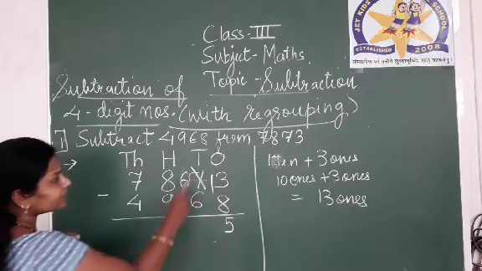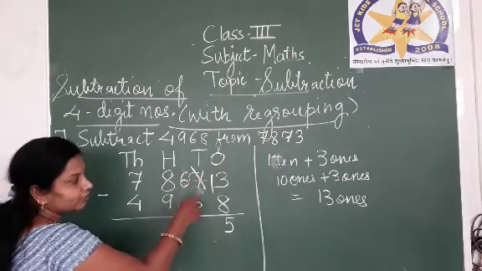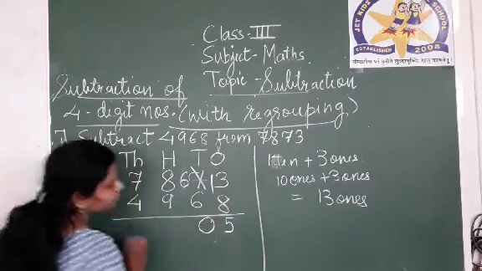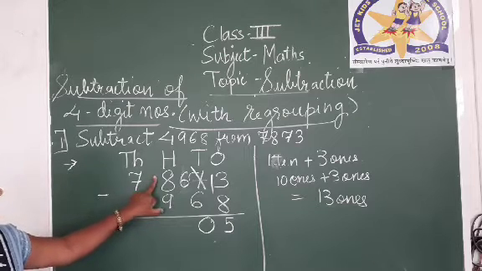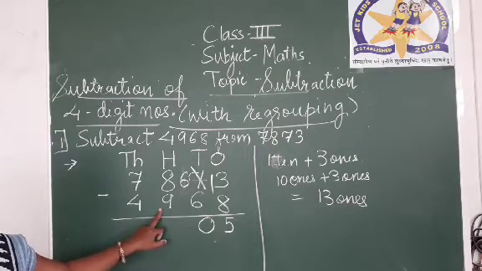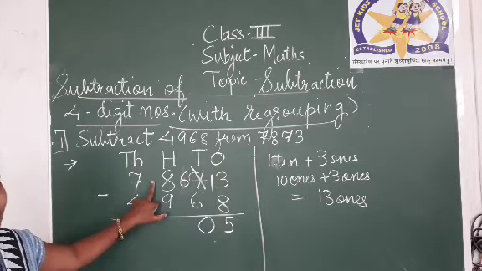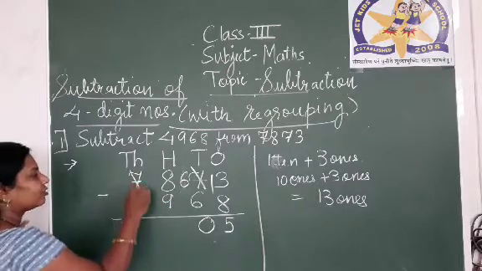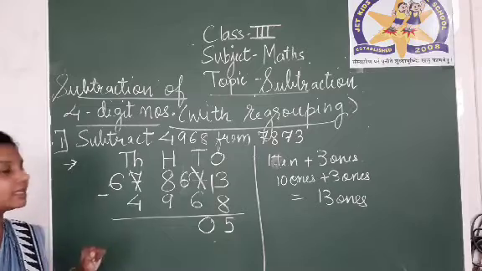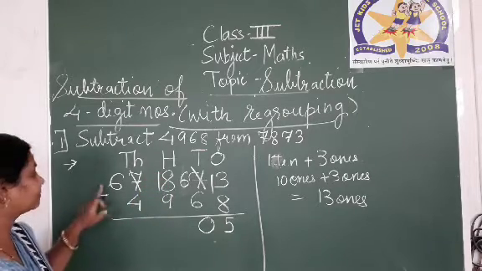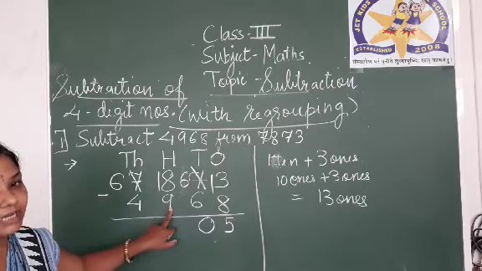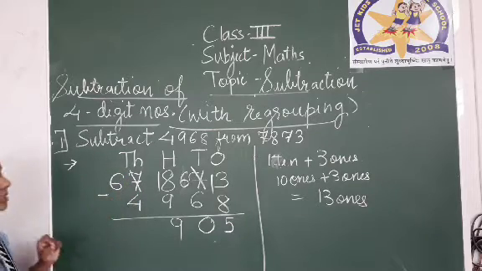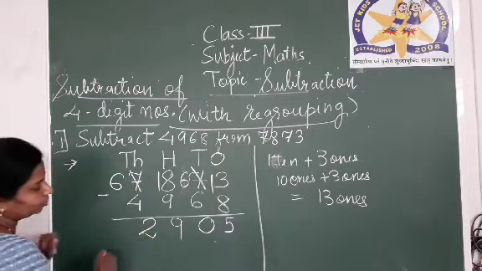Now subtract the tens. As we have borrowed 1 from 7, it became 6. Now 6 minus this 6 is 0. Now subtract the hundreds. 8 minus 9. Again 9 is greater than 8. We cannot subtract 9 from 8. So what do we have to do? We have to borrow 1 from the thousands. Here it becomes 6 and here it becomes 18. 18 minus 9 is 9. Now subtract the thousands. 6 minus 4 is 2.